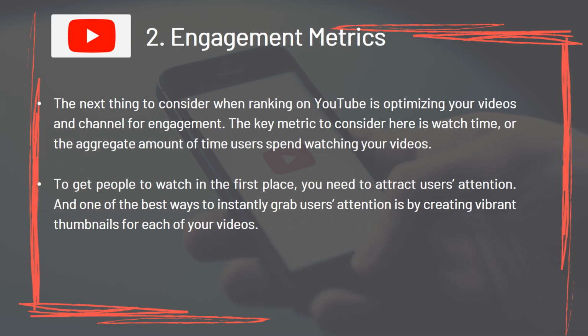2. Engagement metrics. The next thing to consider when ranking on YouTube is optimizing your videos and channel for engagement. The key metric to consider here is watch time, or the aggregate amount of time users spend watching your videos. To get people to watch in the first place, you need to attract users' attention. And one of the best ways to instantly grab users' attention is by creating vibrant thumbnails for each of your videos.